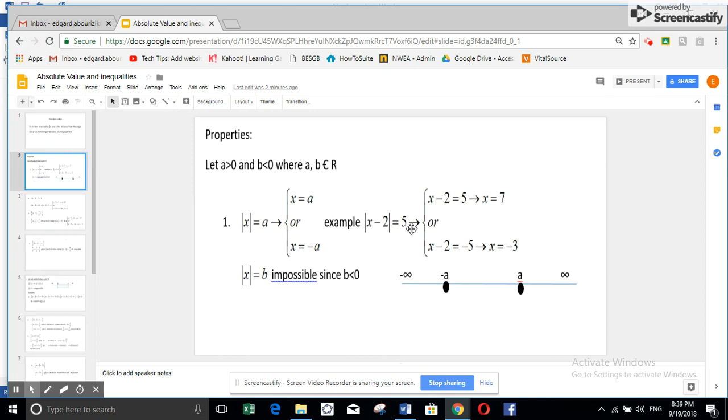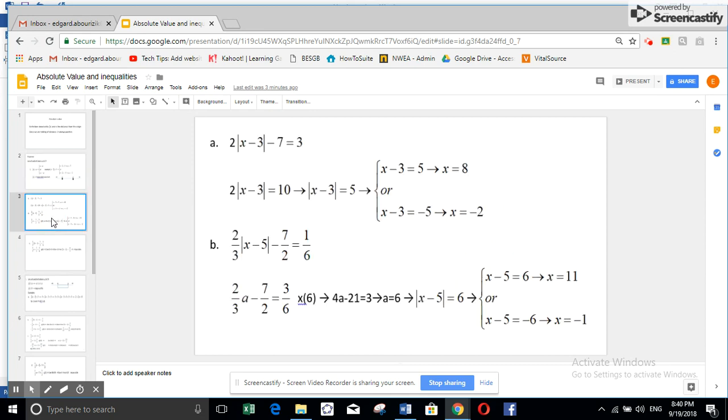Let us check. 7 minus 2 is 5. Absolute value of 5 is 5. If you replace by minus 3, minus 3 minus 2 is minus 5. Absolute value of minus 5 is also 5. But if b was negative, as I said here, absolute value of x equal to b is impossible since b is less than 0. So the two solutions for absolute value of x equal to a are the 2 points minus a and a, where you're going to solve it for x.